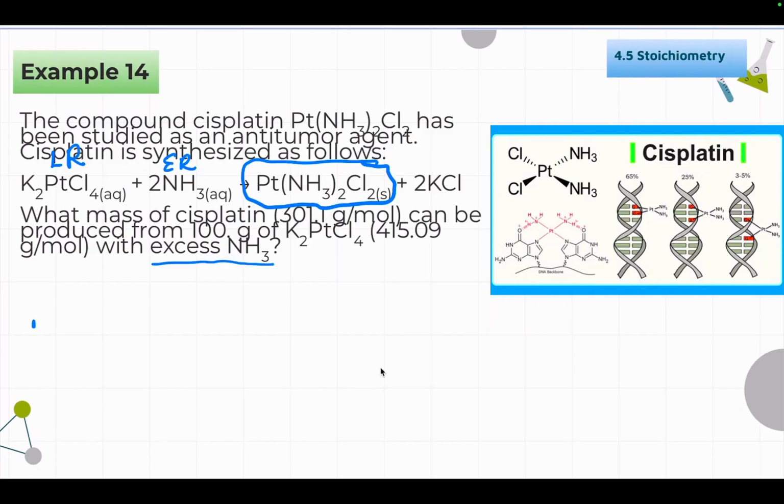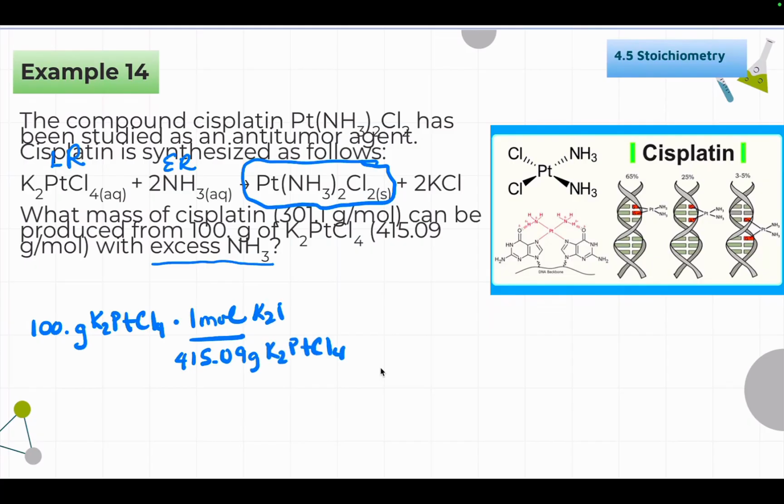If I start the problem with my grams of the K2PtCl4, the first thing I want to do is convert to moles. I'm going to use the molar mass that's been given, but it wouldn't be that hard to calculate. So always convert to moles first. Now we're going to use the mole-mole ratio. There's 1 mole of cisplatin and 1 mole of the K2PtCl4. It is a 1-to-1 mole ratio, but you would still want to show your work.